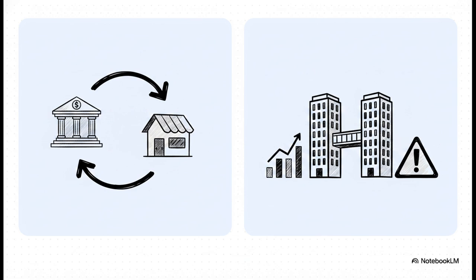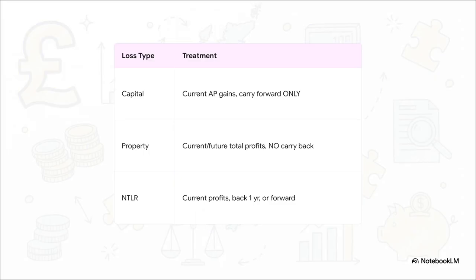Really simple, right? On the flip side, we have non-trading loan relationships, or NTLRs. These are things like intercompany loans or investments. If an NTLR creates a deficit, you have options. You can set it against your current total profits, carry it back 1 year, or just carry it forward. Now, a very, very important warning here. If you are dealing with connected company loans, you absolutely must use the amortized cost basis, and any write-offs between connected parties are generally entirely disallowed for tax purposes. No exceptions.